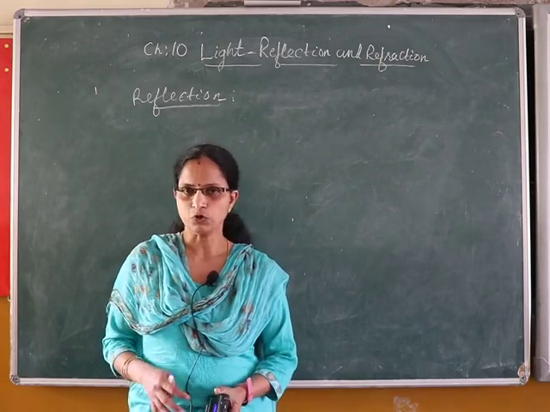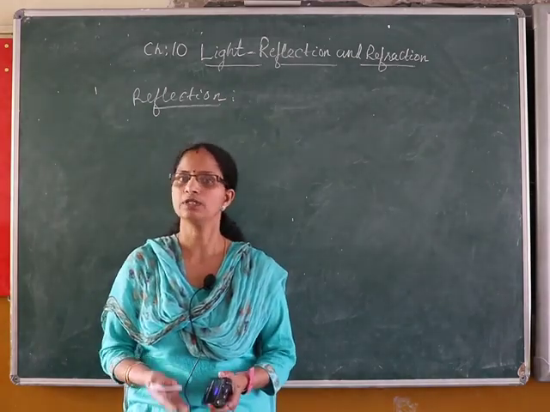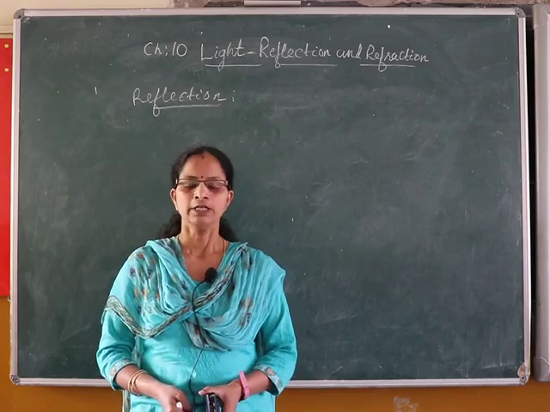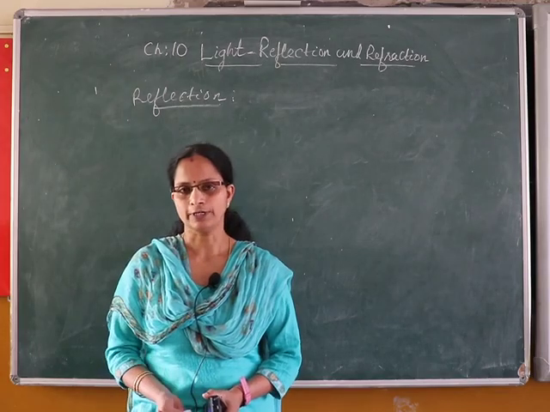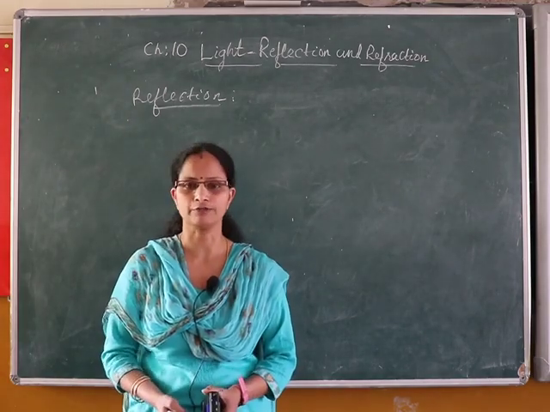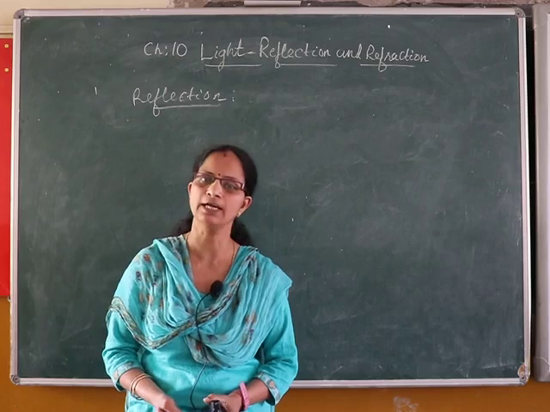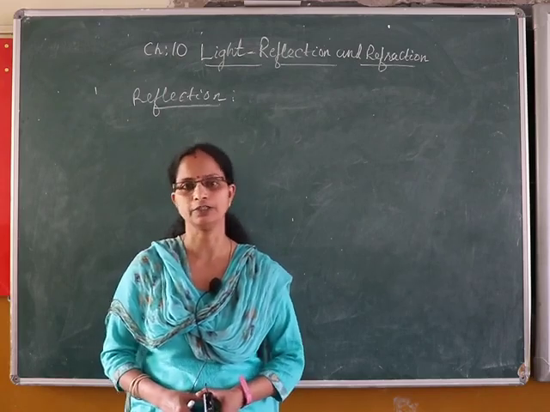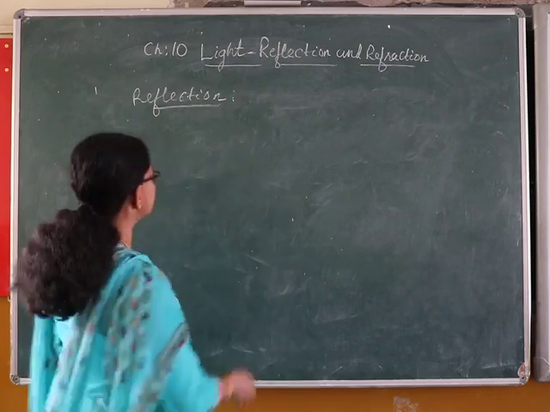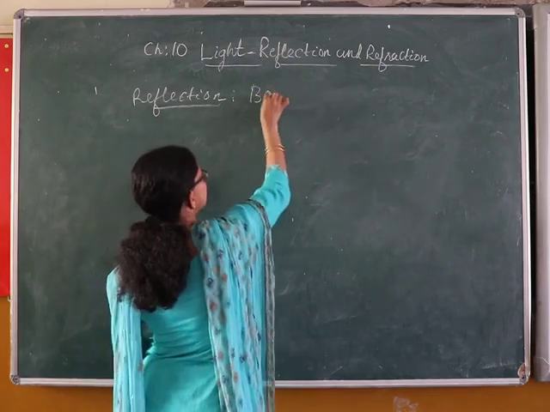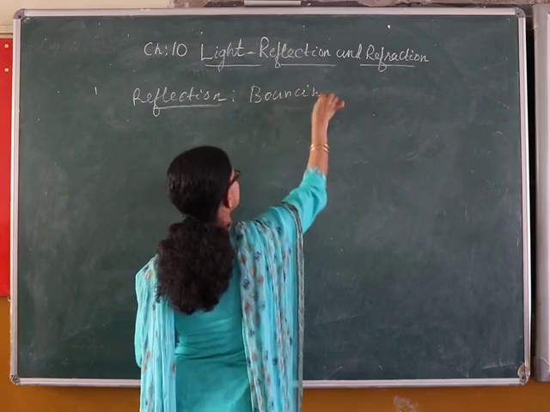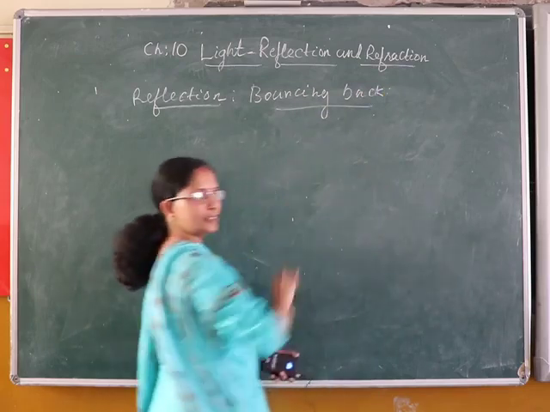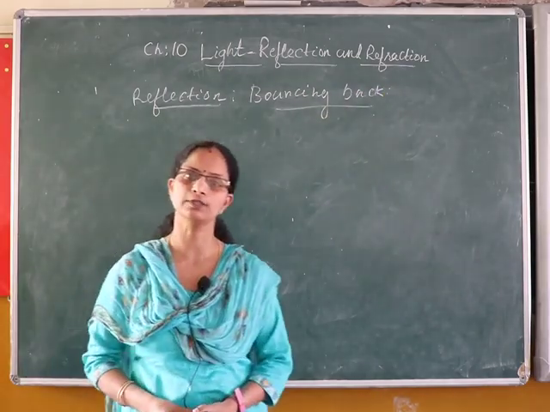Now, this absorption or bouncing back depends on the nature of the surface where the light strikes. If the surface where the light strikes is a highly polished surface, most of the light falling on that surface gets bounced back. That we call reflection. So reflection means bouncing back of light on striking a highly polished smooth surface.